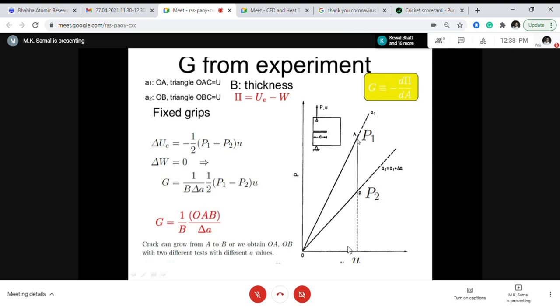Sir, work done is equal to 0? Work done is 0 because there is no displacement change. When you go from P1 to P2, that is point A to B, how much is the change in displacement? 0, right?